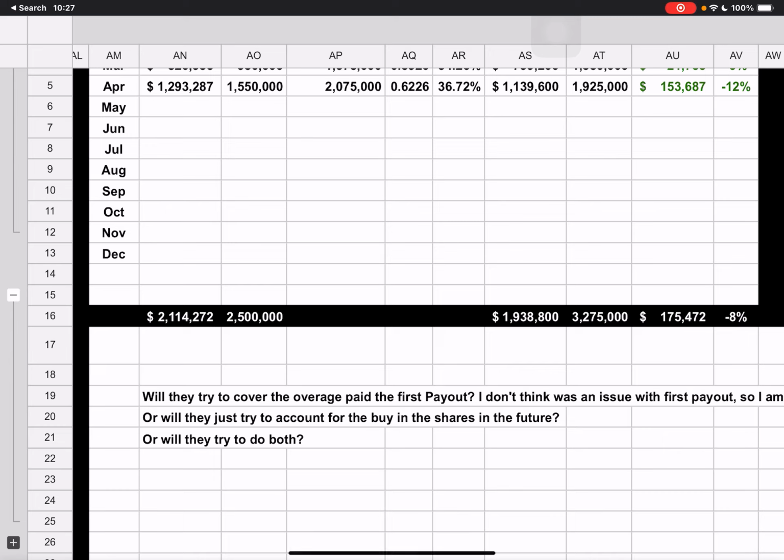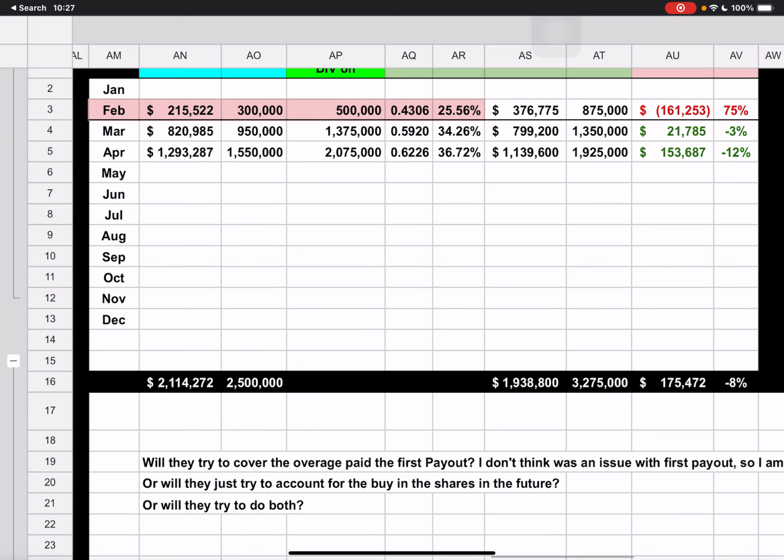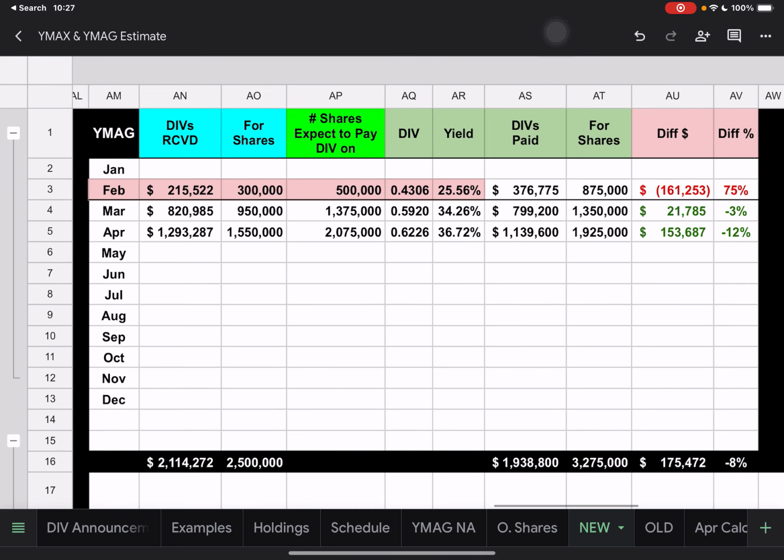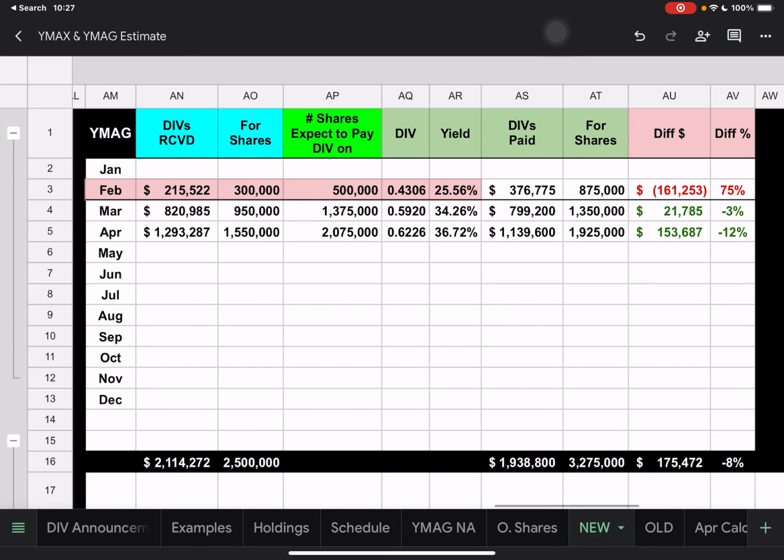Of course, in this case, what I typed here was first payout, because that was when I was including February to begin with. But are they going to include past payouts if they were positive or negative? Or they're just going to try to account for it going forward, or will they do both? So that goes back to some of those original questions that we didn't have answers for. Based on how they did this, I can only assume that they are using the past data where they may have overpaid or underpaid.